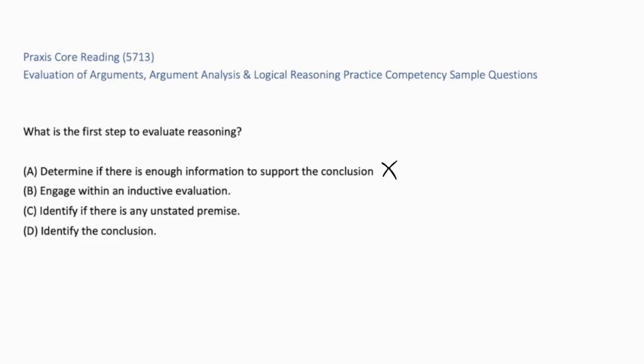A is incorrect because you can't decide if there's enough information until you know what the conclusion is. B is incorrect. Inductive evaluation is a type of reasoning, not a first step in evaluating it. C is incorrect because you look for unstated premises after identifying the conclusion. The correct answer is D. The first step when evaluating reasoning consists of identifying what the conclusion is.